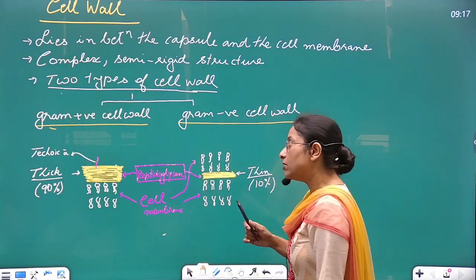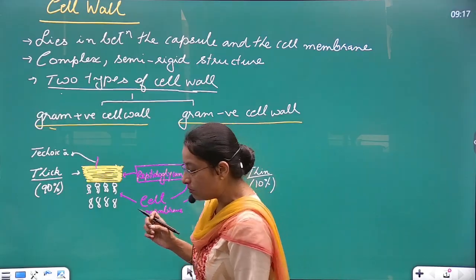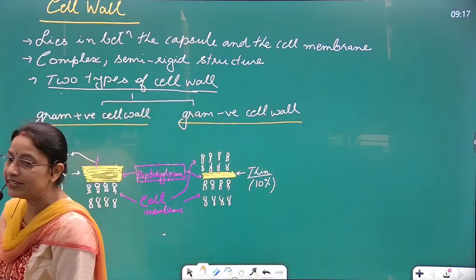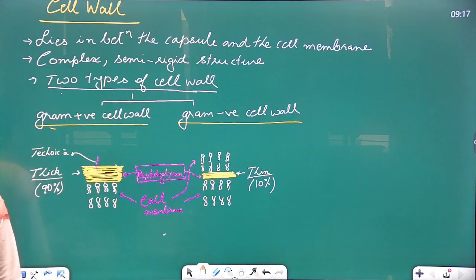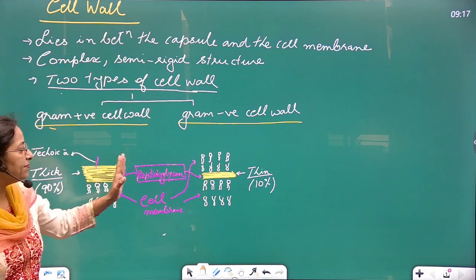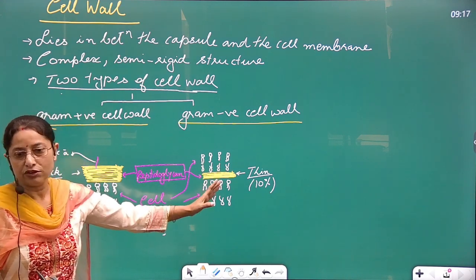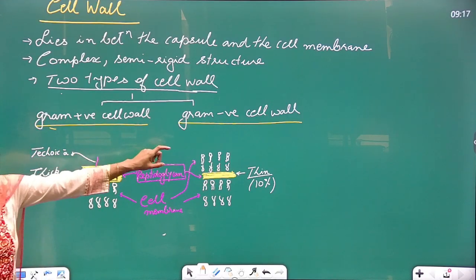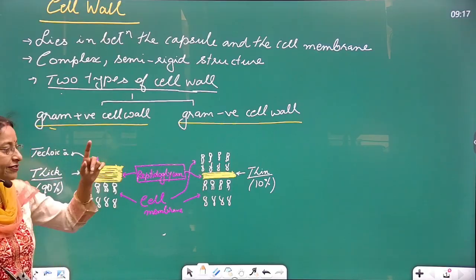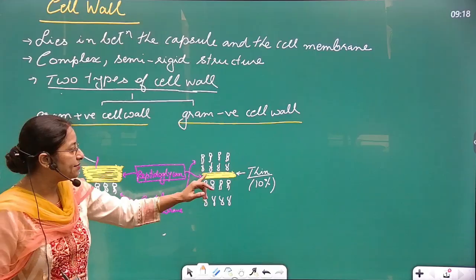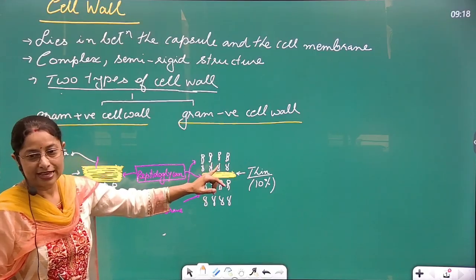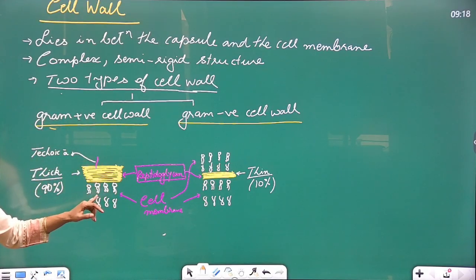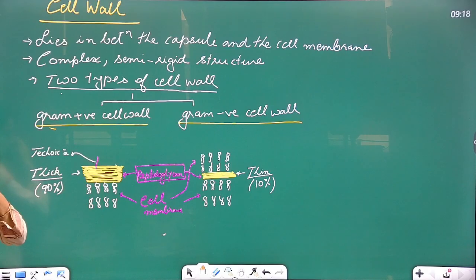So whenever we talk about the cell wall of bacteria, it is made up of what? Obviously not cellulose, but it is made up of peptidoglycan. So gram-positive bacteria will have peptidoglycan and gram-negative will also have peptidoglycan, but what is the difference? We have a huge amount here and less amount there, right? That's one point of difference. And in the case of gram-negative, we see an extra layer in the cell wall, but in this case, it's single layered, right?